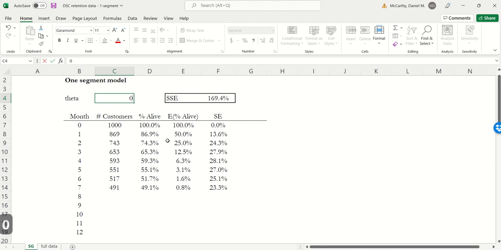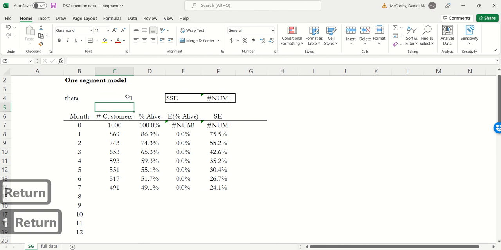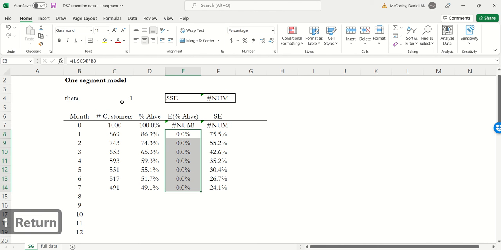So obviously, intuitively, if theta were 0, no one would churn. We would expect everyone to be alive. If theta were 1, we would expect everyone to churn immediately. And so the truth is going to be somewhere in the middle.